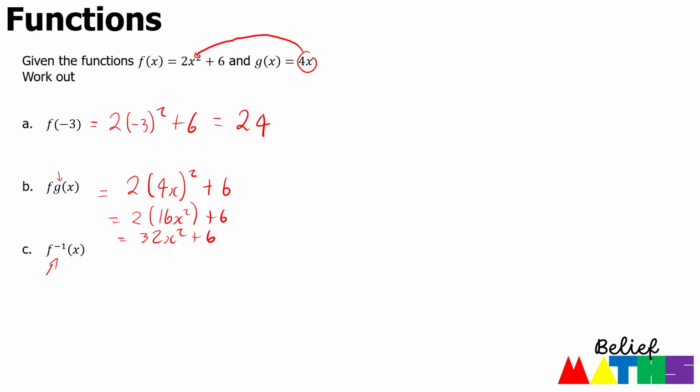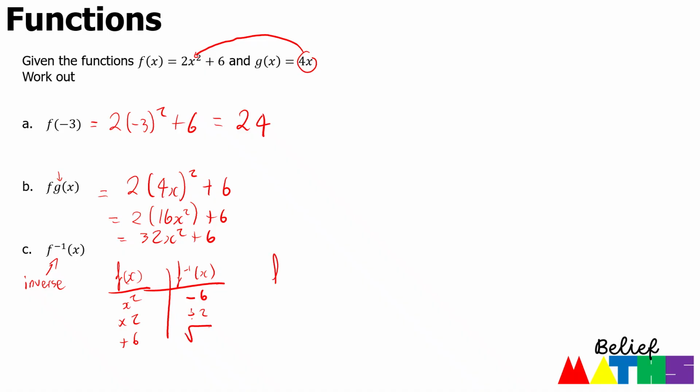The final question then, f minus 1 is your inverse function. So we have f of x equals 2x squared plus 6. Now what I like to think about is, if I ran through, what did I do with my x? The first thing I did was I squared it, then I multiplied by 2, and then I added 6. So the inverse function does the opposite of each of those processes in the reverse order. So instead of doing add 6, we're going to subtract 6. Instead of multiplying by 2, we're going to divide by 2. And then instead of squaring, we're going to find the square root.